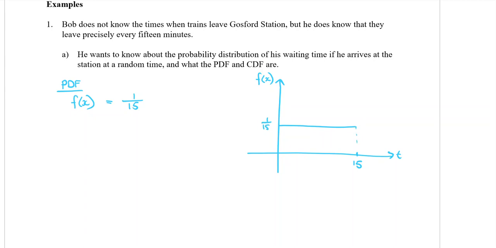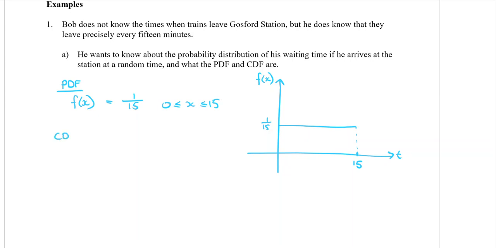That means that the probability, the area underneath that graph there is 1, because 15 times 1 over 15 makes a probability of 1. Okay, so that's my PDF. That's between 0 and 15.